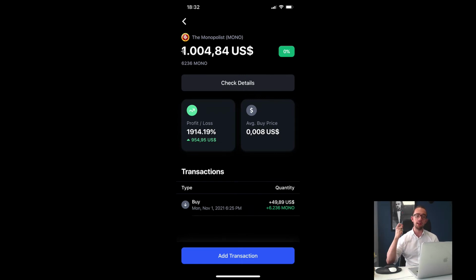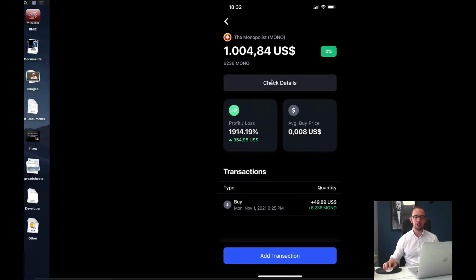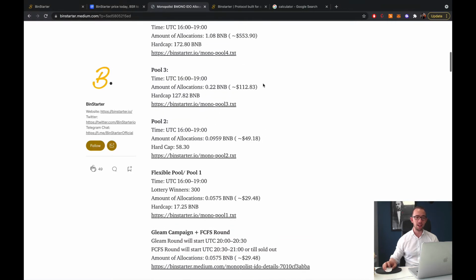However, I plan on keeping this specific project for the long term because I really like how many users it has and how active they are. But so far, I'm about up $954, which is 1,914%, right? Which is absolutely crazy. The project goes up and down quite a bit, but the returns are obviously significant. Last time I checked, it's about 17 or 18 cents, which from this is obviously a tremendous gain, which made my first Binstarter IDO experience a really great one.